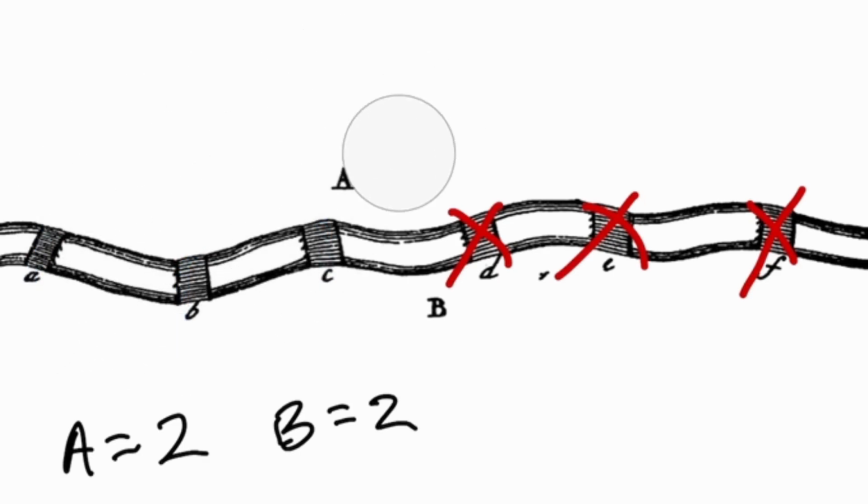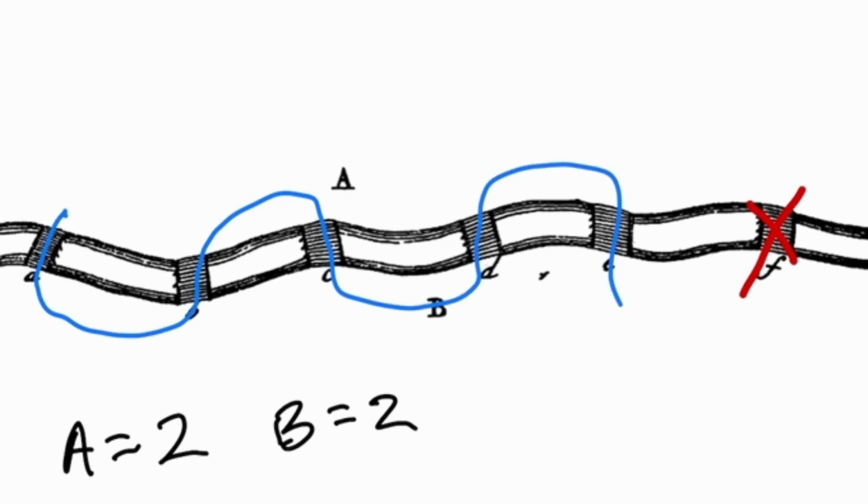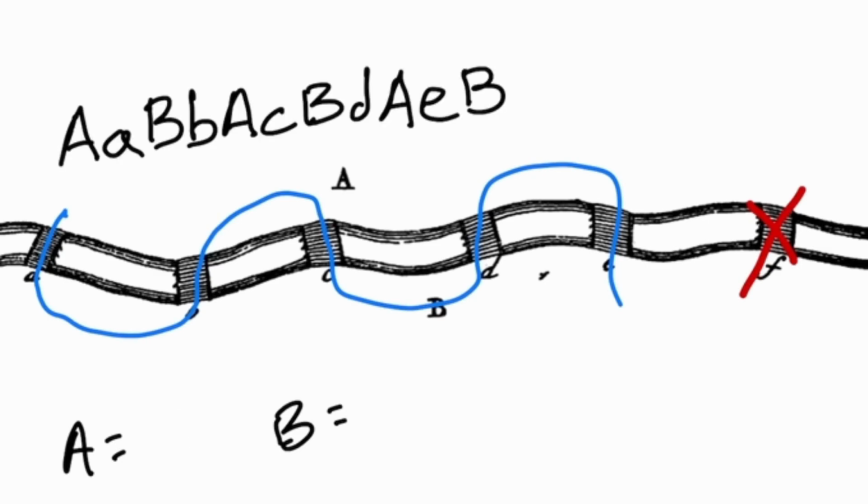Now let's see what happens if we have 5 bridges. Again, we can come up with a walk that crosses each bridge exactly once, and we can write that walk out using the string notation from our program. Now let's see how many times each letter appears. A appears 3 times, and B also appears 3 times.